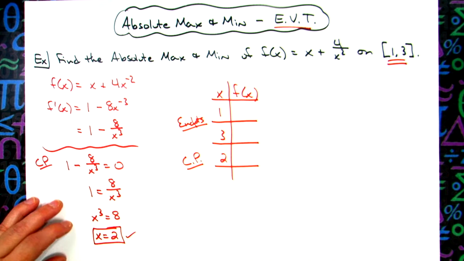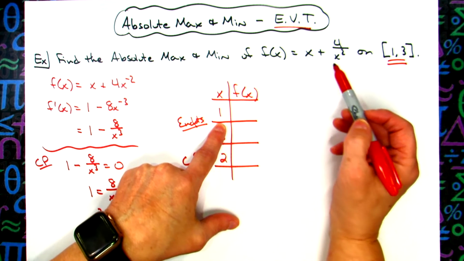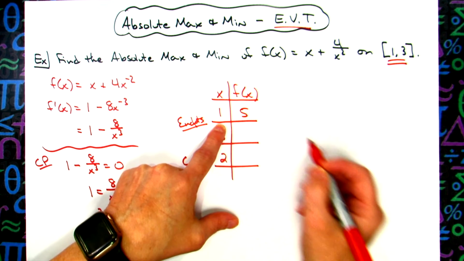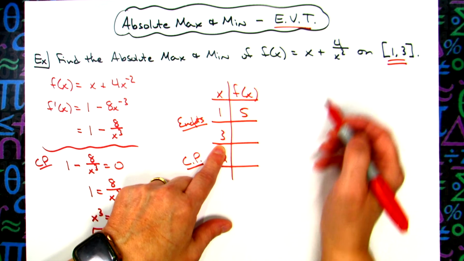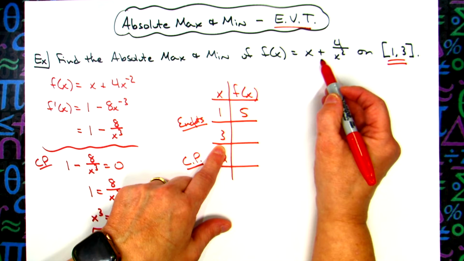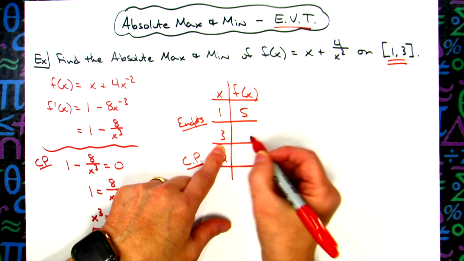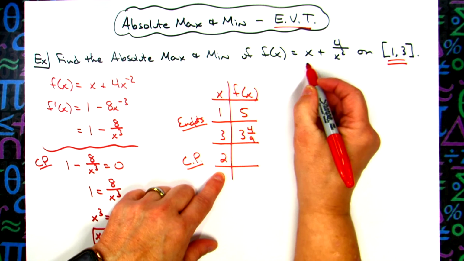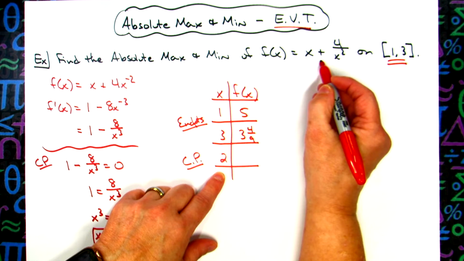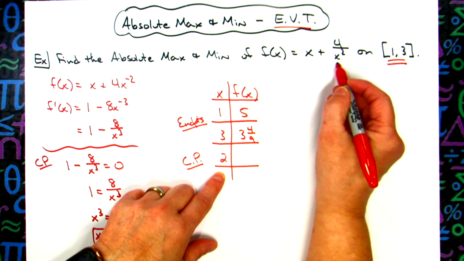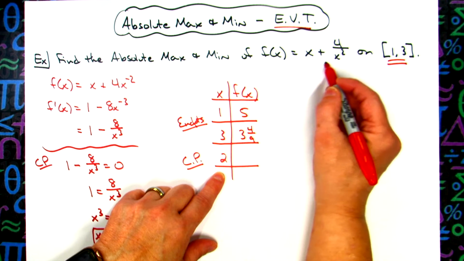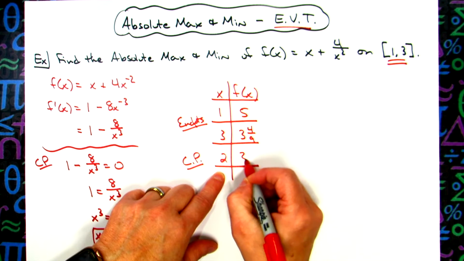Now we're going to plug them into the original function. When I plug 1 in here, I'm going to have 1 plus 4, which gives me a 5. When I plug in a 3, I'm going to have 3 plus 4/9, so let's make that 3 and 4/9. And when I plug in a 2, I'm going to have 2 plus 4/4, sorry, 2 plus 1 there. So it's going to give me a 3.